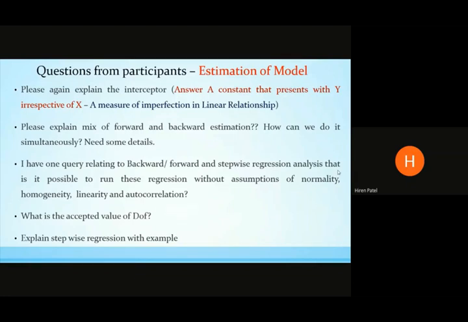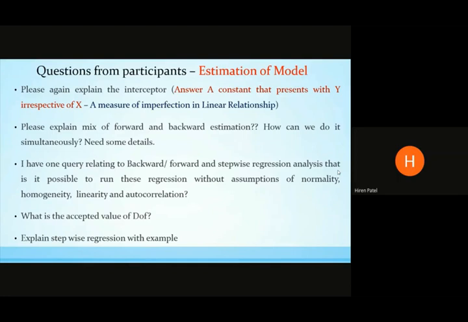Another question was, please explain the mix of forward and backward estimation and how can we do it simultaneously? I answered your questions already. To do backward and forward simultaneously is known as stepwise regression, because forward will only let you take an independent variable in, and backward estimation will only let you take the independent variable out. You cannot do both things simultaneously. If you really want to do that, it is known as the stepwise regression method.